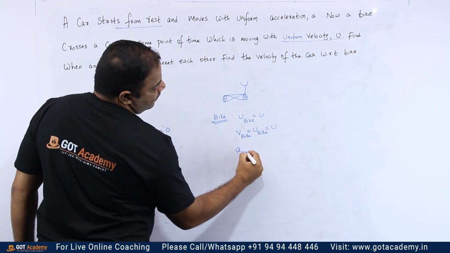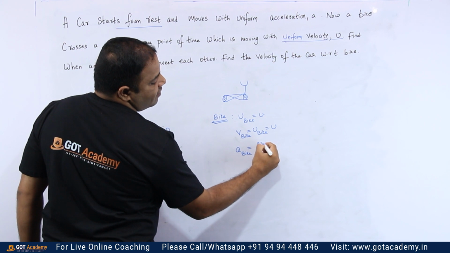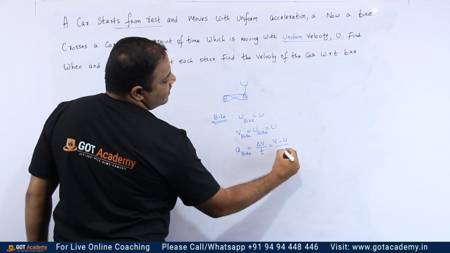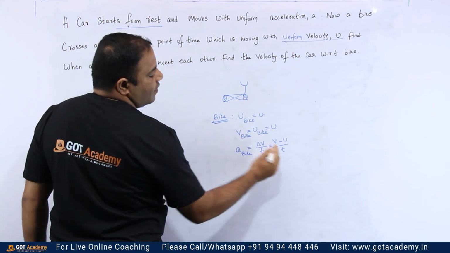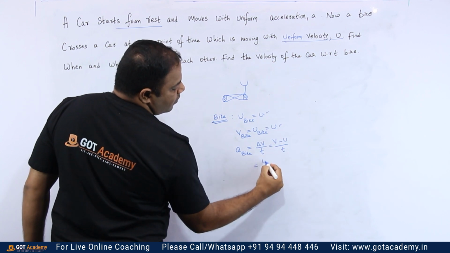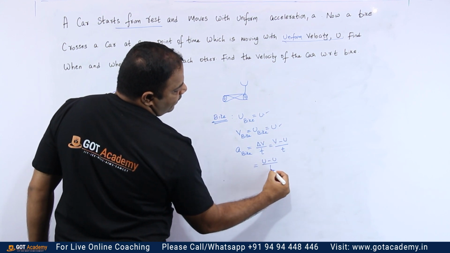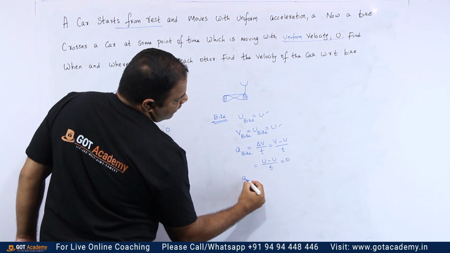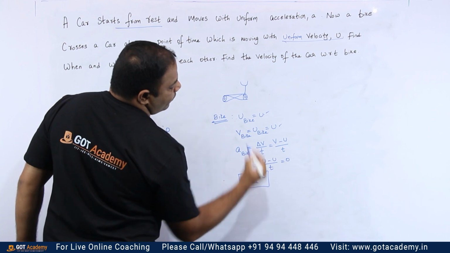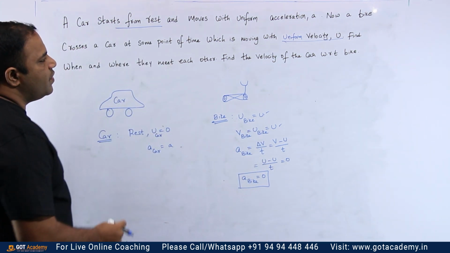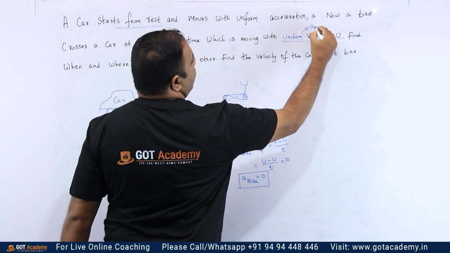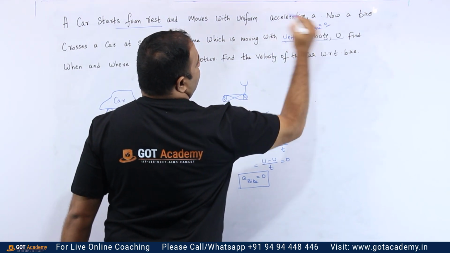Coming to the acceleration of the bike, the formula is change in velocity by time. Change in velocity means final minus initial, by time. The final velocity and the initial velocity of the bike are both equal to u. So (u minus u) by time t is equal to 0. So the acceleration of the bike from the given data is 0. Since it is moving with uniform velocity, we can directly say that the acceleration a of the bike is equal to 0.